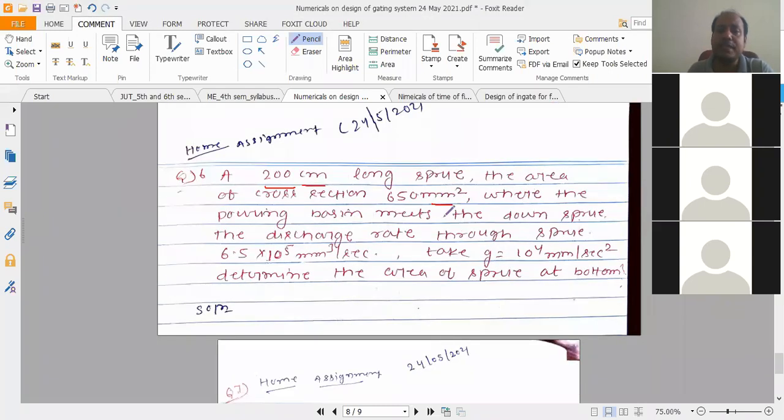Where the pouring basin meets the screw, meaning the entry point, that is the area of cross section. The down screw discharge rate through the screw, what is the discharge rate? It is in mm cube per second, 6.5 into 10 to the 5 mm cube per second. This one is actually the volume flow rate, Q dot. Take the value of G as 10 to the power 4 mm per second squared. Since we are using mm, we are taking 10 to the power 4.